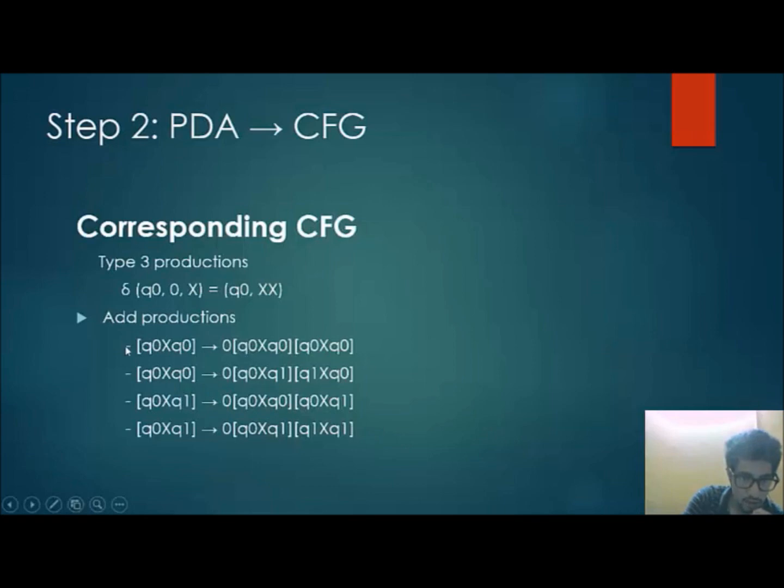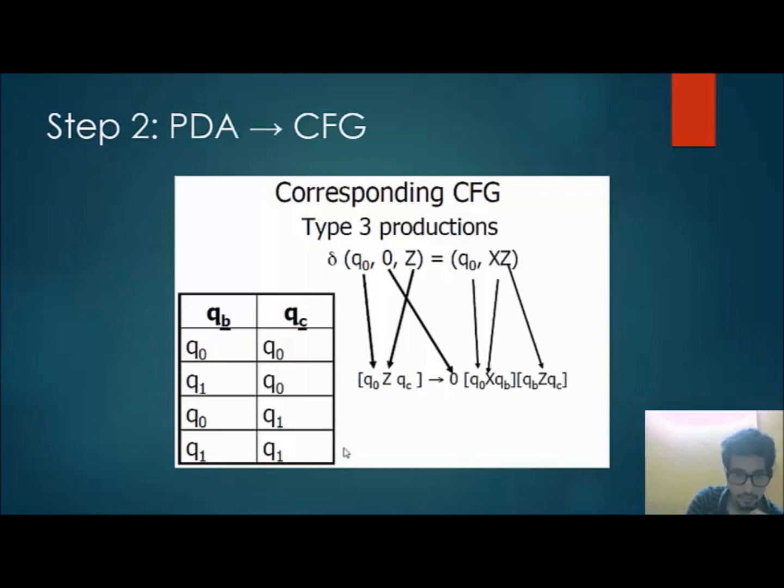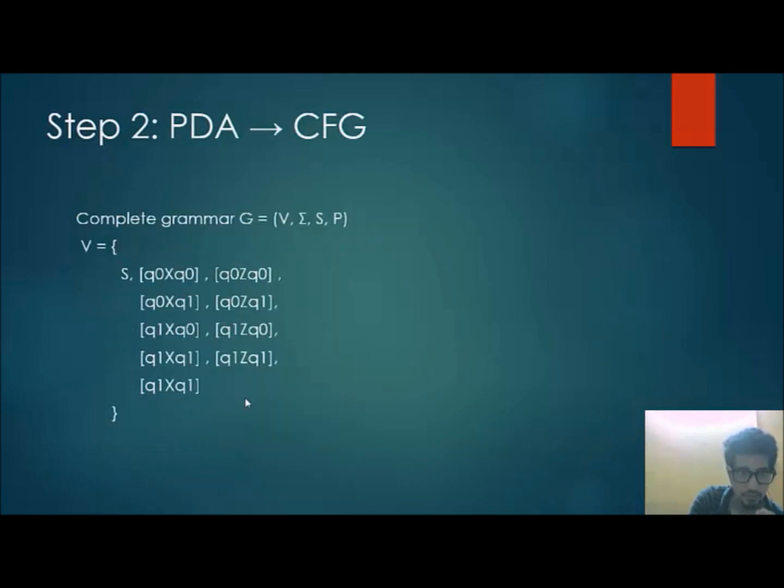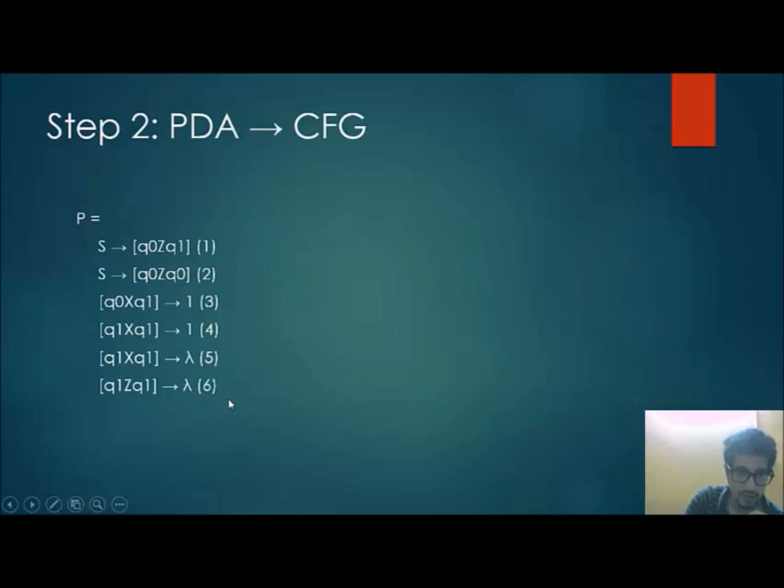Now we have to add the productions. The complete grammar G is equal to V, sigma, S, P. We define V as shown on the screen. Now the productions are defined as follows by steps. The steps number 1 to 14 are as shown.